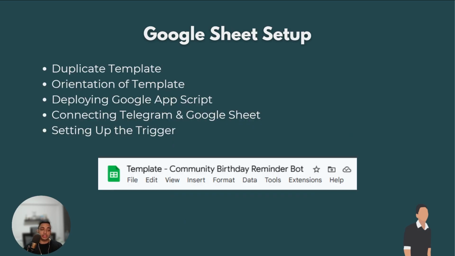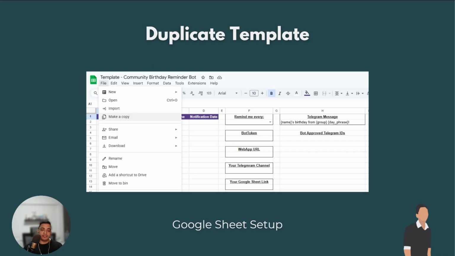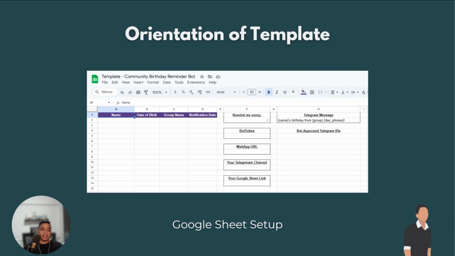Now we go into the Google Sheet setup. I've already created a template. We will just duplicate that template first, rename it and save it into your own Google Drive. After that, you'll fill up columns A, B, and C as required. Group name can be empty if you want. If you leave it empty, the system will take it as the word community instead. Name is the person's name, then date of birth, and then once you set the remind me every, which is which day of the week you want to be reminded, column D will automatically update to become the notification date. On what date are you going to be notified?